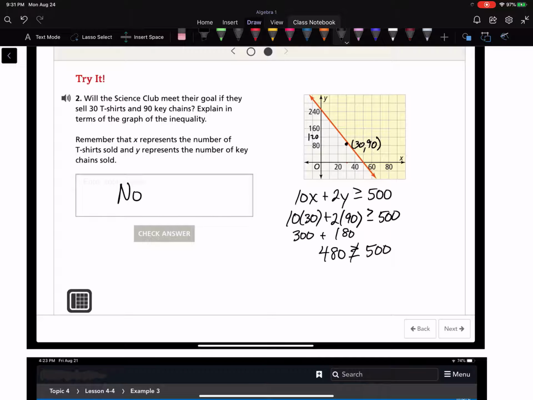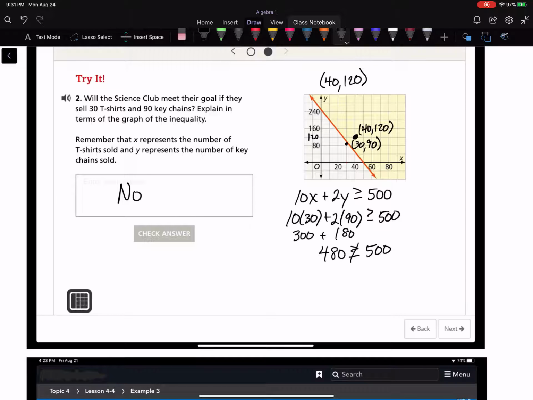Had they given me a different point, let's say they had given me 41, 120, then that would have been a little easier because I know 40, 120 right there is definitely in the shaded part, and I wouldn't have even had to do all this extra work.